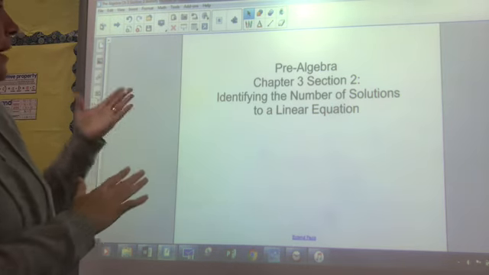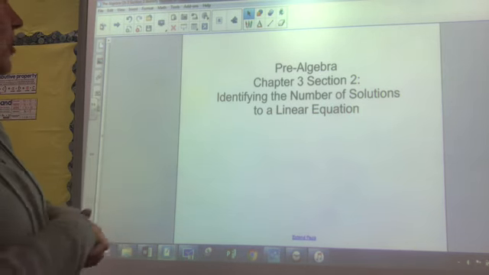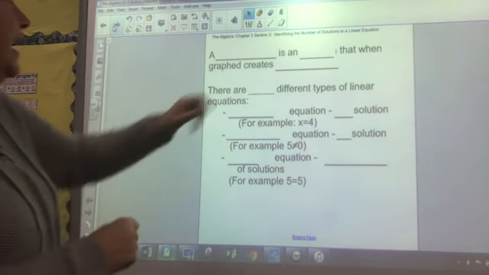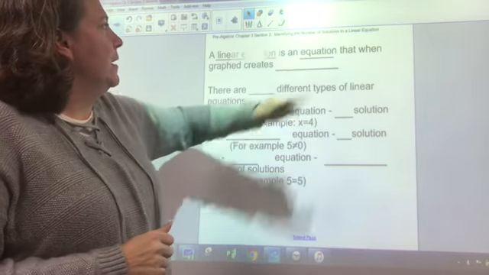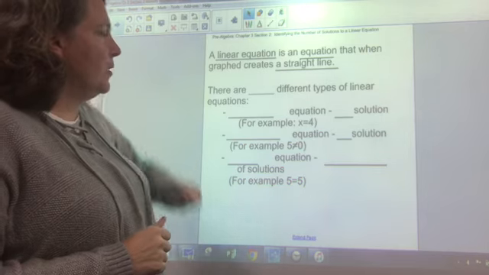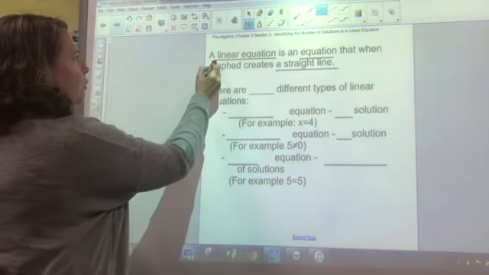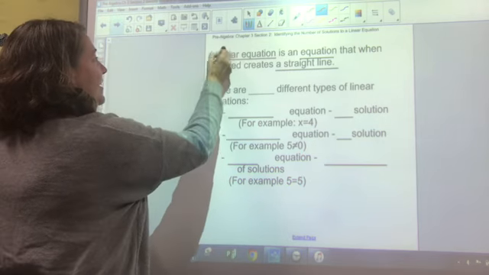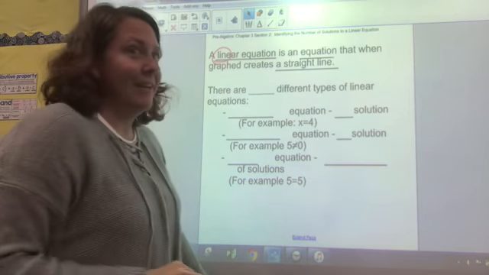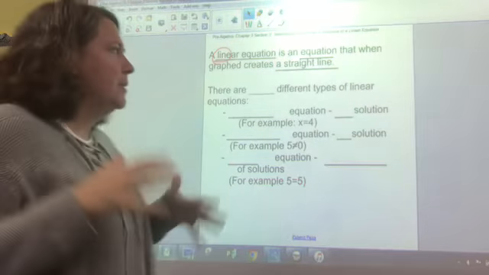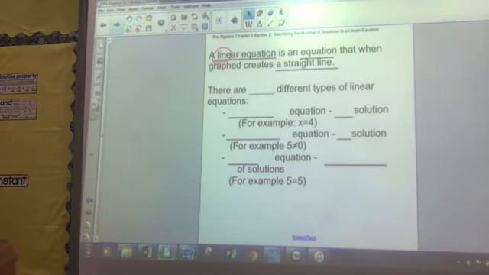Hi guys. Identify the number of solutions to a linear equation. A linear equation is an equation that when graphed creates a straight line. It's going to blow your mind. The first four letters of linear is line, because when you graph it, it makes a straight line. Whoa! Alright. So a linear equation is any equation that when you graph it, it makes a straight line.